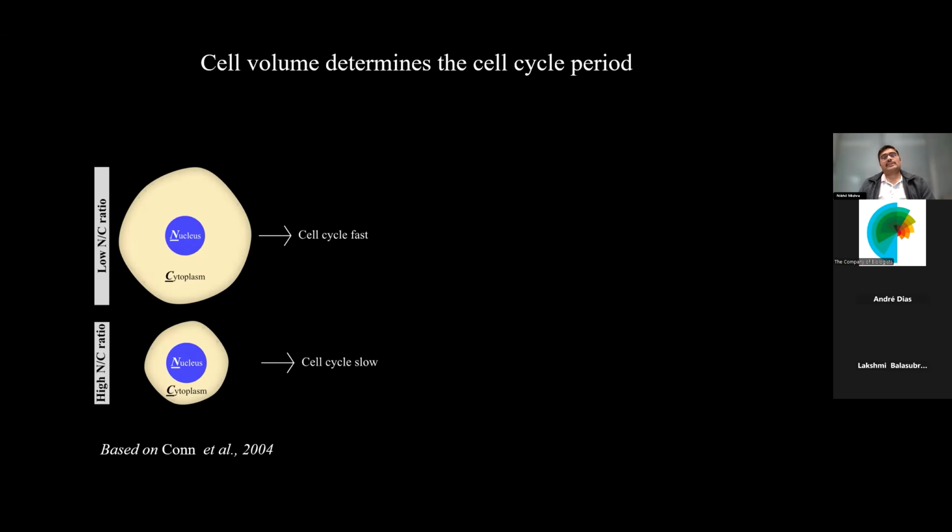More specifically, it is the S phase length and not the M phase length that is different between cells. One of the key regulators of S phase length is the nucleocytoplasmic ratio. Assuming that the nucleus is of the same size, a larger cell will have a lower ratio and therefore will cycle faster, and vice versa.